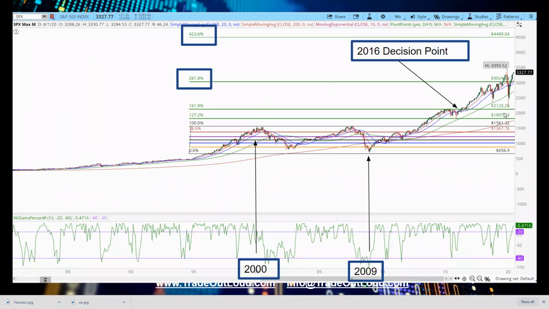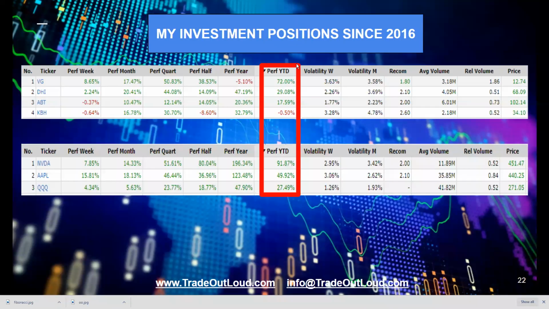So let's talk a little bit about 2016, right? Because I'm going to show you some positions that I still have in my active, because I talked a lot about my day trading, but I do a lot of investing. As you can see right here, this was the decision point for me. So I'm going to show you my investment positions since 2016, and I sold a lot of the stocks that I was in since then.